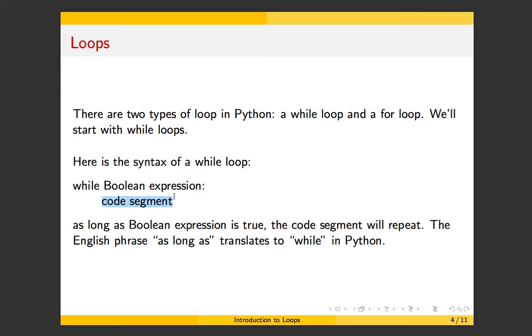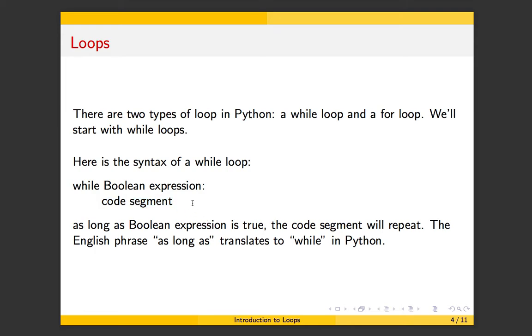You put some code that you would like to run over and over again, some code that you would like to repeat. As long as this Boolean expression here is true, Python will run this code, and then when it gets to the end of the code, it will check whether this expression is still true or not. If that expression is still true, it will just run this code again, get to the end of the code, and then check, is this expression true or not? And if it is, it runs the code again, and so on.